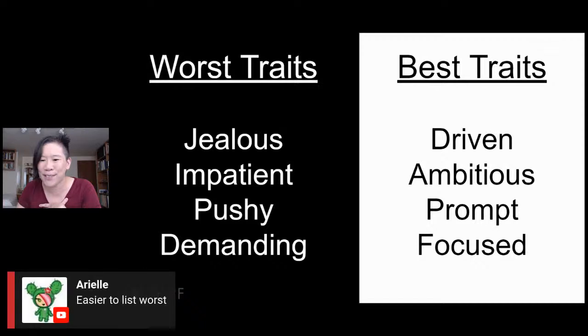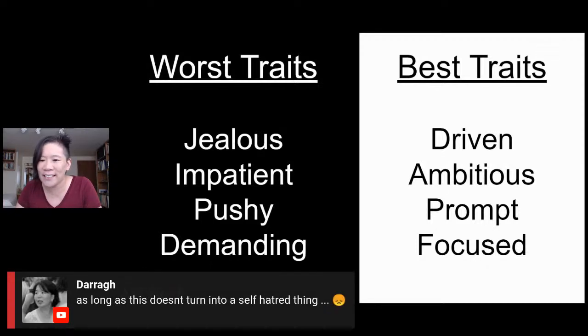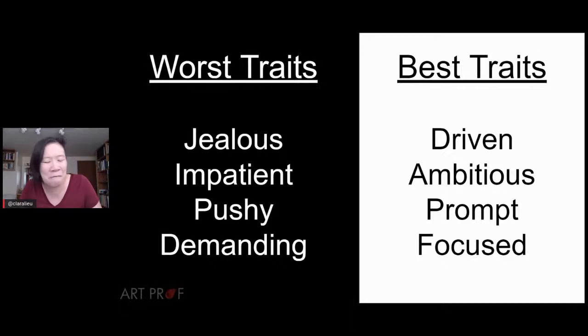Yeah, a lot of people are saying, like Ariel, it's easier to list worst. And Dara says, as long as this doesn't turn into a self-hatred thing, yeah, don't spend too long on the worst traits. I think as long as you just have 3 or 4, that's totally enough. This is just a starting point, so that way you have something to think about.